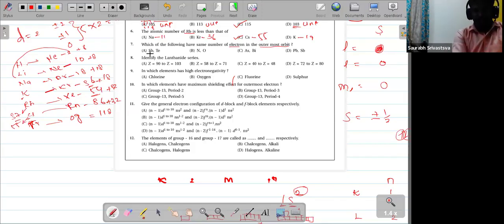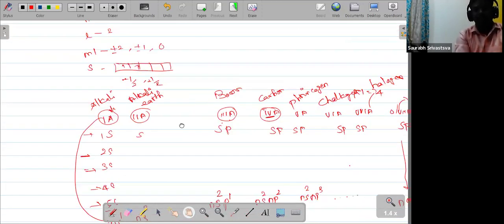So first, this is antimony and tellurium, so they should not be in the same group. Nitrogen and oxygen should not be in the same group. And next, arsenic and bismuth. See in the table, arsenic and bismuth, whether both are in the same group or a different group.